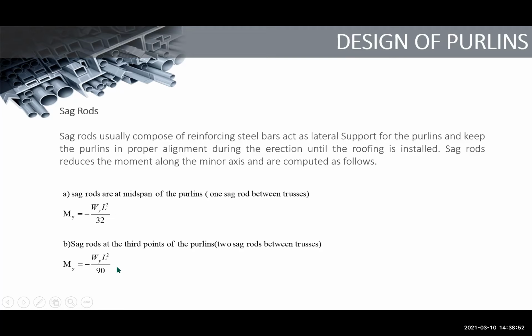Again, what is the purpose of sagrods? It reduces the moment along the minor axis. So, if you notice, this is My. Normally, for a simply supported beam subjected to a uniform load, our moment is WL squared over 8. Now, when we add a sagrod, it becomes over 32 and over 90. So generally, the moment along the y-axis becomes smaller when we place a sagrod. Again, the purpose of the sagrod is to reduce the moment on the minor axis.